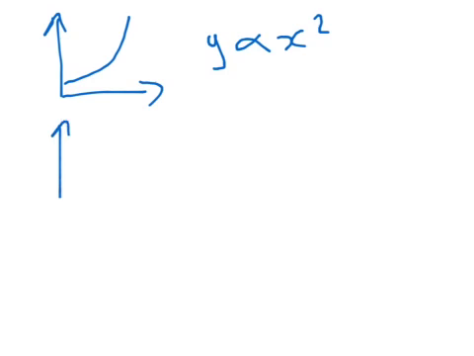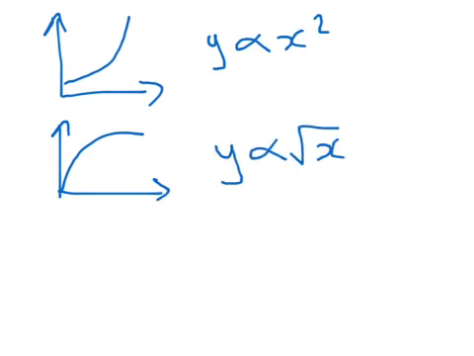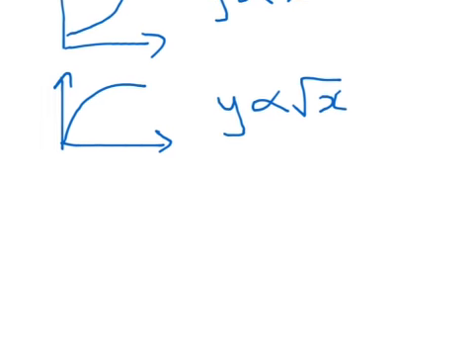Then you've got your square root shape. That is that y is proportional to the square root of x. And then the final one, which we'll just give a little bit more space to.